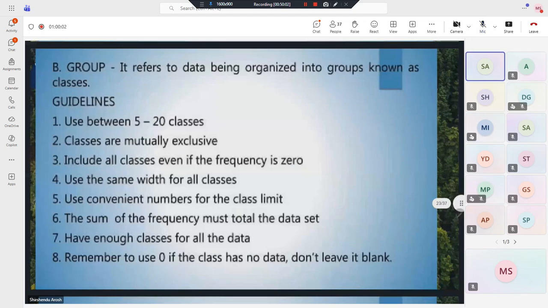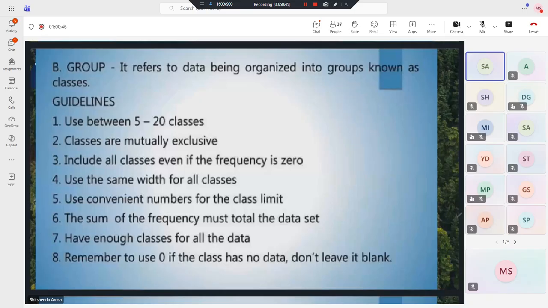Okay. So include all the classes, even if some frequencies are zero; we can keep them in the frequency table. Usually we keep the same width for the classes, but special cases may happen. For example, in the last few classes there may be no data, or only one or two numbers, so we can club those classes together, though it is a special case. Of course, the total of the frequencies must equal the total data set.